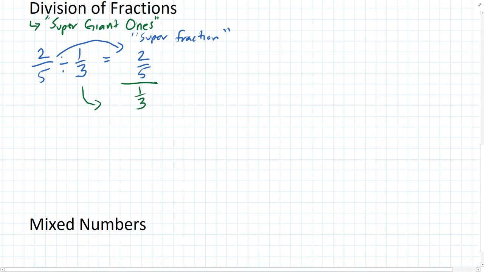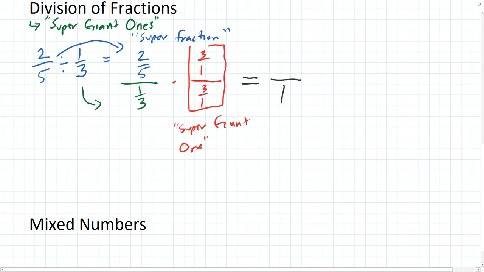If we remember, the strategy was we're going to make the denominator 1, and to do that we have to multiply the denominator by its reciprocal. The reciprocal of 1/3 is 3/1. So I know that 1/3 times 3/1, the reciprocals, is equal to 1. So this is going to be the supergiant one now. Okay, if the denominator is 3/1, the numerator also has to be 3/1. So this is the supergiant one.